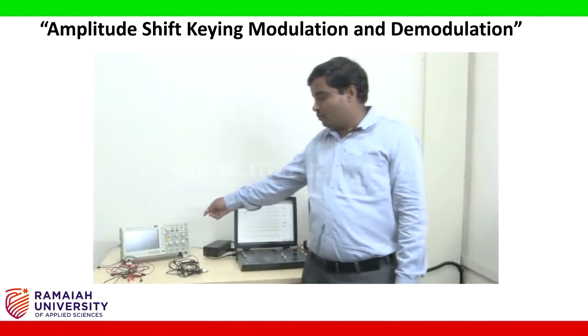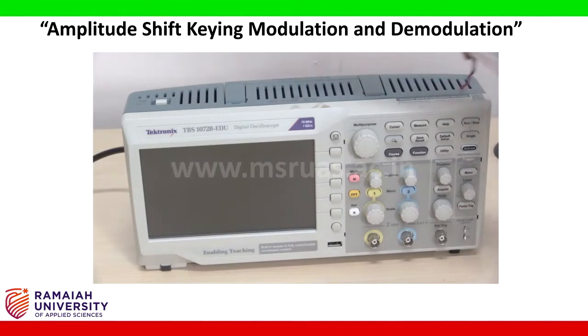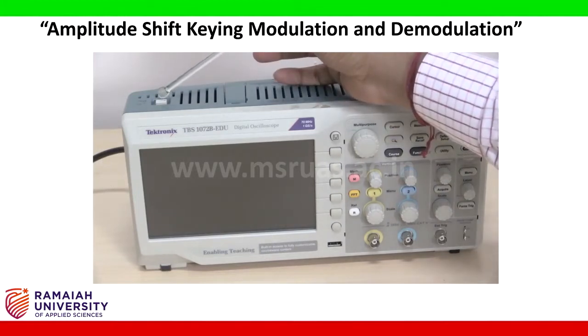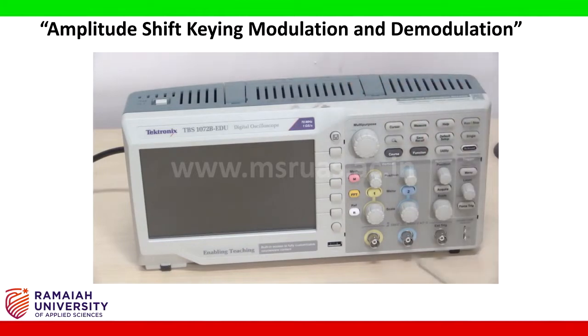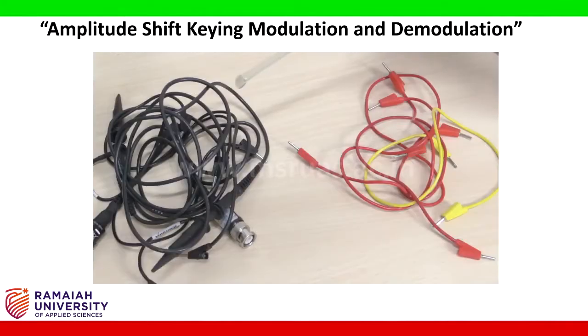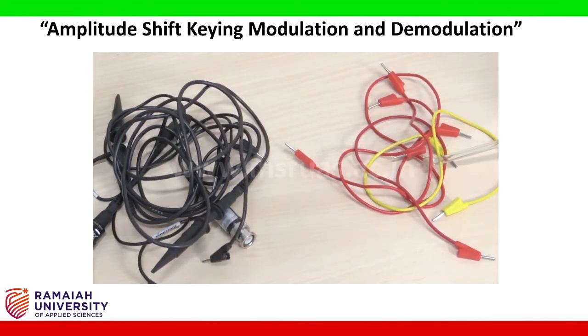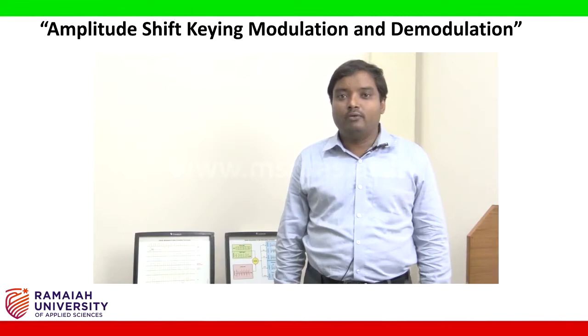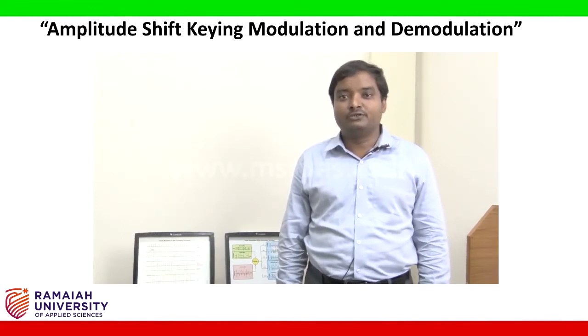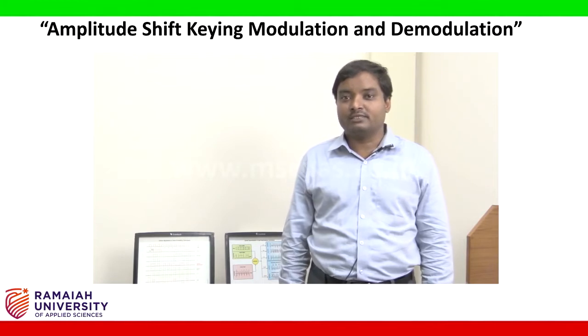And this is the digital oscilloscope. The main power switch of this digital oscilloscope is this one, and this is a two channel oscilloscope, channel 1 and channel 2. These are the magnitude adjusting knobs, and these are the horizontal position adjusting knobs, and this is the time scale adjusting knob. These are the connecting probes for the digital oscilloscope, and these are the connecting wires for the Syntec board. Now let us start the connection for the amplitude shift keying, modulation and demodulation experiment.